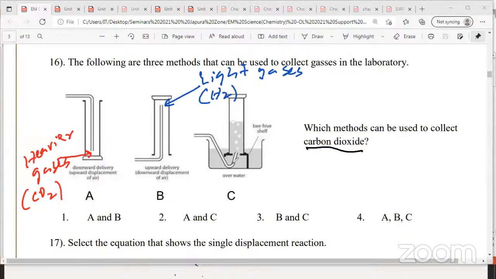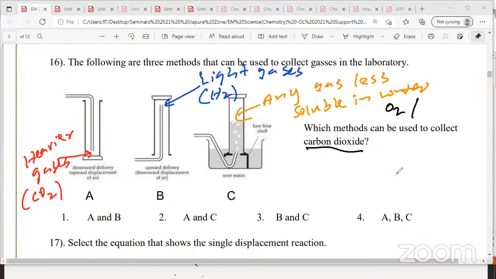Now this method, underwater: any gas which is insoluble in water or weakly soluble in water can be collected by the third method. Look at the screen, everyone. Any gas less soluble in water or insoluble can be collected. Example, you can collect oxygen here. Oxygen you can collect underwater, even though a certain amount gets dissolved.